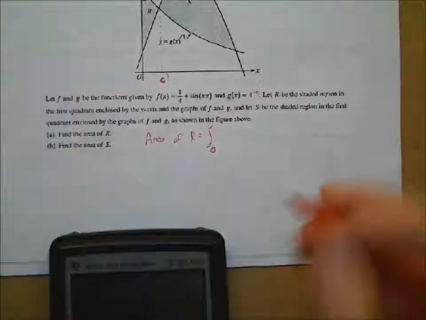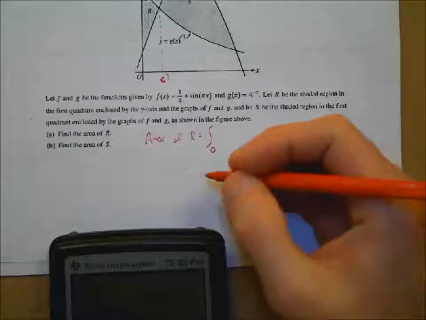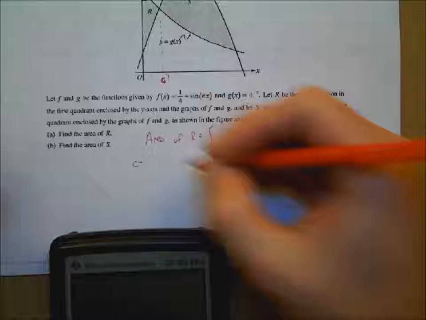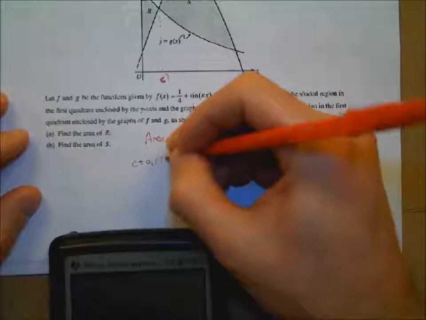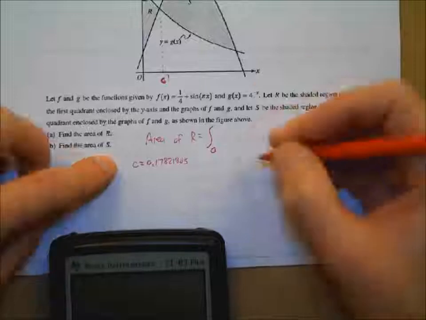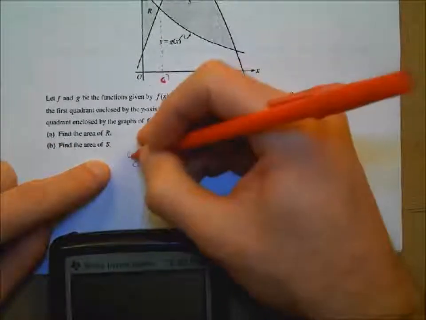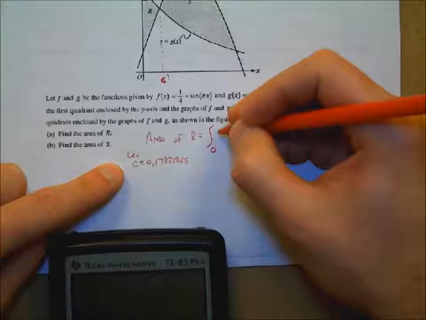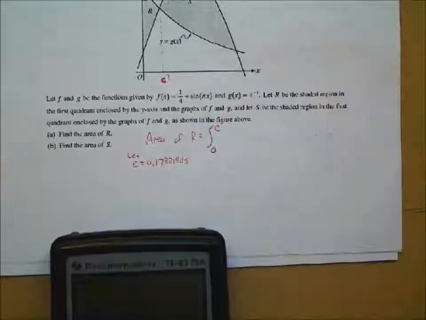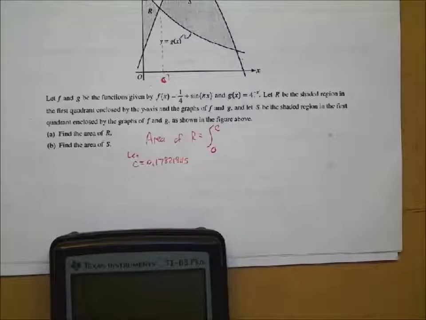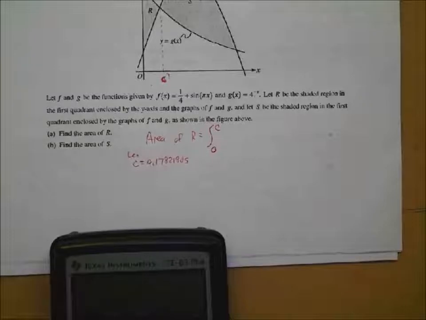And if you're like, oh, I'm going to be using this number a couple times, you can somewhere in your paper say, okay, let's just let C equal 0.1781805. And then I can say the area of R is the integral from 0 to C. Okay. And so in that scenario now, we don't have to rewrite that whole decimal every time we want to do some calculations here. Okay, so we've got our limits of integration. Now we have to do what our integrand is, the thing we're integrating. So what should we write here?